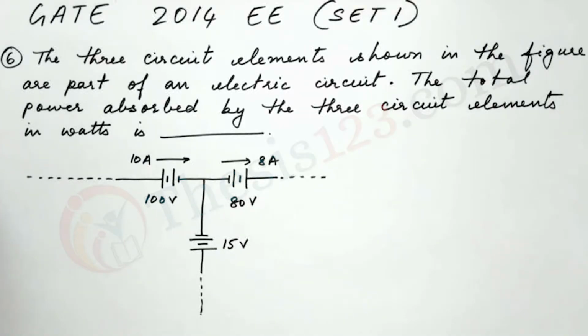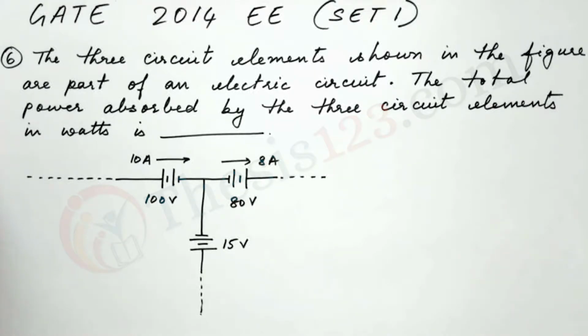Number 6. The three circuit elements shown in the figure are part of an electric circuit. The total power absorbed by the three circuit elements in watts is dash. So we have here the circuit given, and you will notice that we have three batteries. Make note of the direction of current and also the polarity of the batteries. Now that is important here.